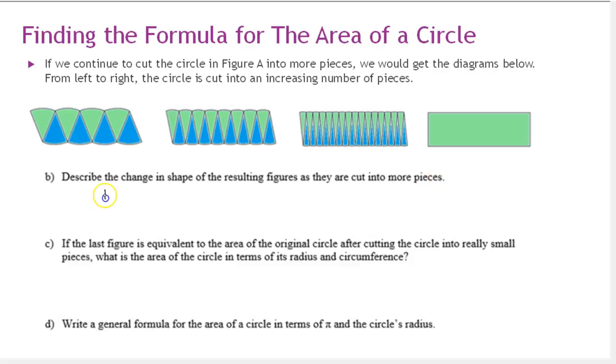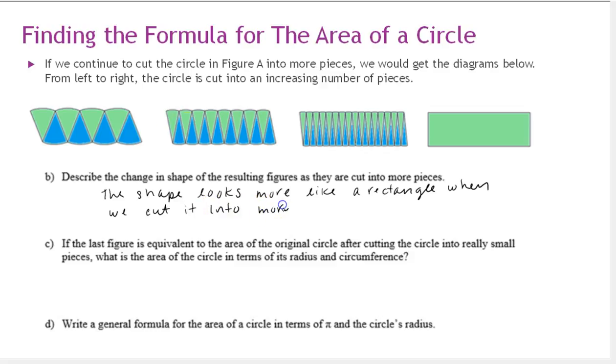So describe the change in shape of the resulting figures as they are cut into more pieces. So the shape looks more like a rectangle when we cut it into more and more pieces. So the more pieces we cut it into, the more it looks like a rectangle. If the last figure is equivalent to the area of the original circle after cutting the circle into really small pieces, what is the area of the circle in terms of its radius and circumference?